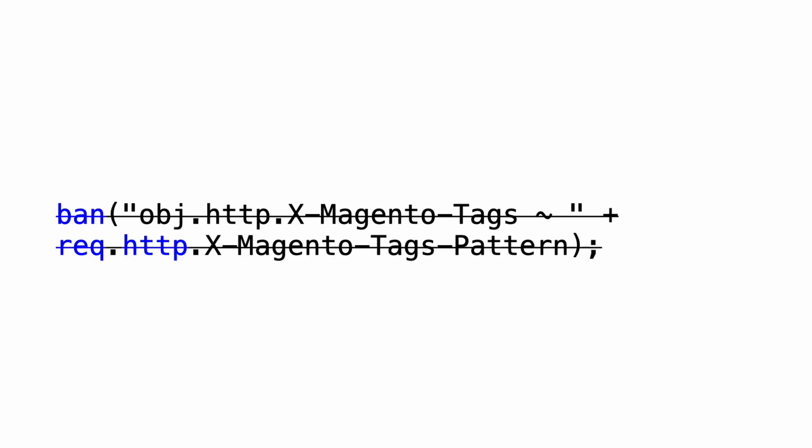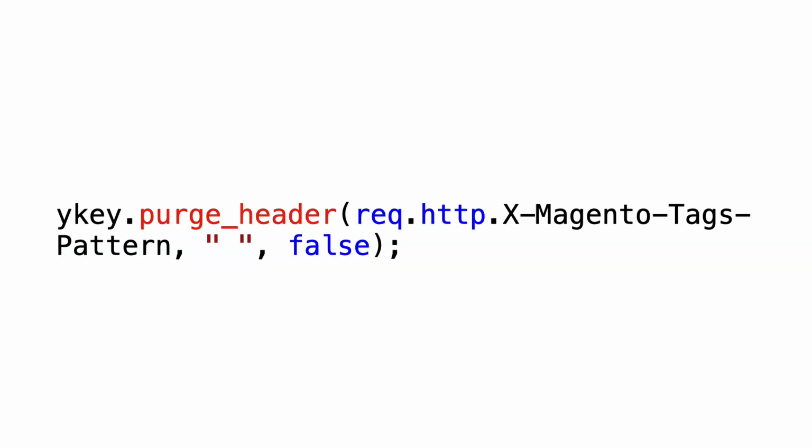And that's where we need actual tag-based invalidation with soft purging. And we'll do that using our proprietary YKey module. Instead of using bans, we're going to start using the purge header function of the YKey module. It takes a collection of tags, and the second argument is the separator. So in this case, we're separating the different tags using a space.